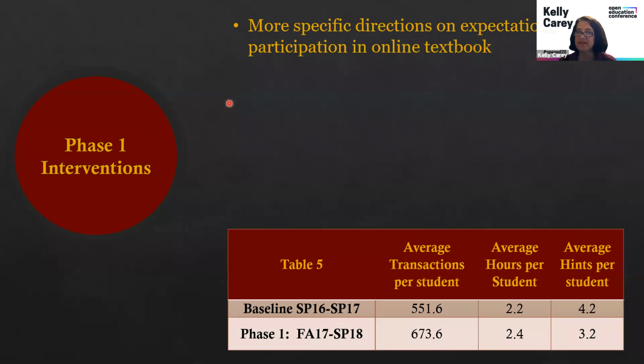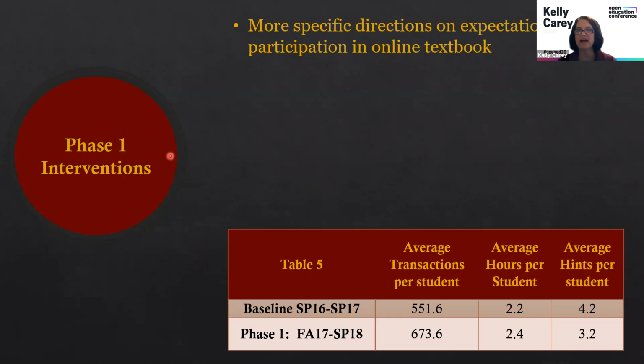That's not enough. Even if I'm in the face-to-face teaching, I need them interacting with that online platform. And then the hints per student were 4.2 for a whole semester. And so I was very not pleased with that data. So after that, before fall of 17, we did some interventions.